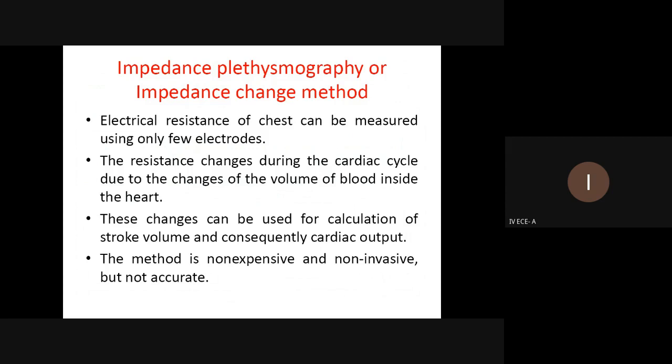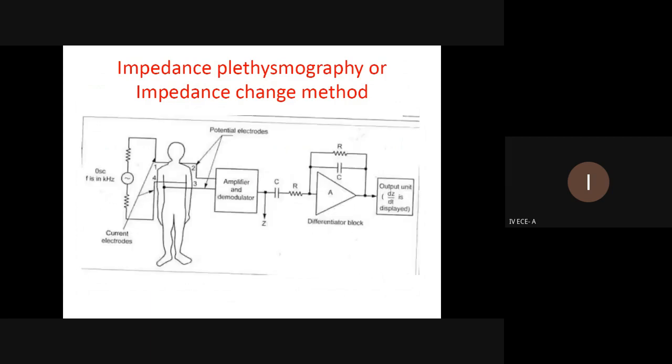Then impedance plethysmography or impedance change method. The electrical resistance of the chest can be measured using only a few electrodes. The resistance changes during the cardiac cycle due to the changes of volume of blood inside the heart. These changes can be used for calculation of stroke volume and consequently cardiac output. The method is inexpensive and non-invasive but not accurate. Okay, so this is the impedance plethysmography or impedance change method.